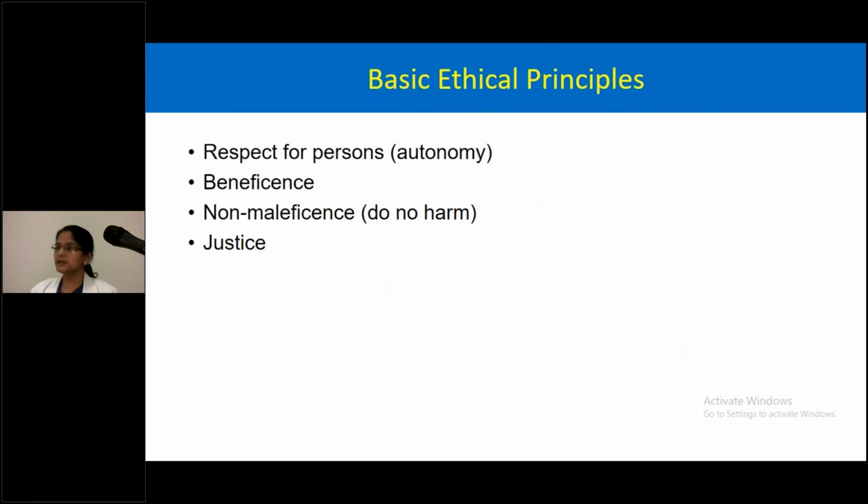So basically the basic ethical principles that you need to remember, and I think you should remember these 4 principles, which are true for research also.